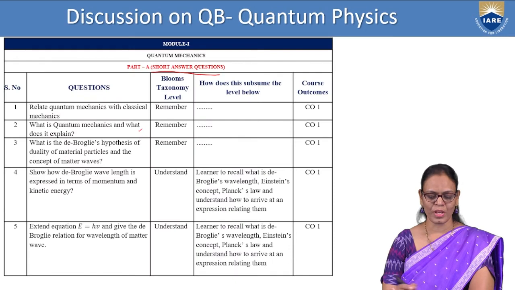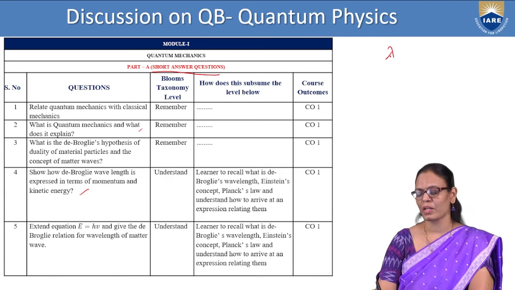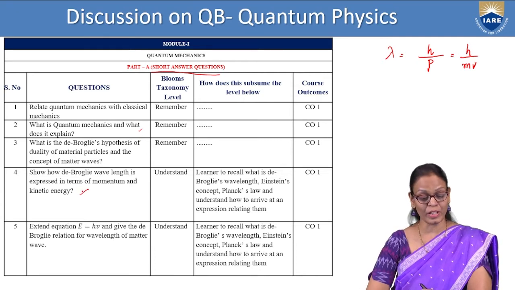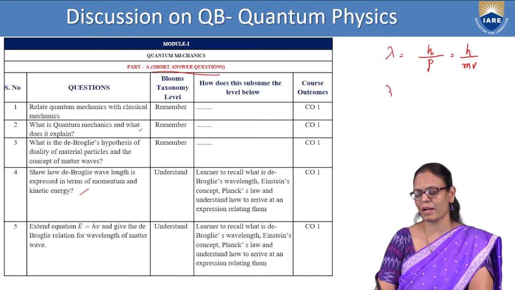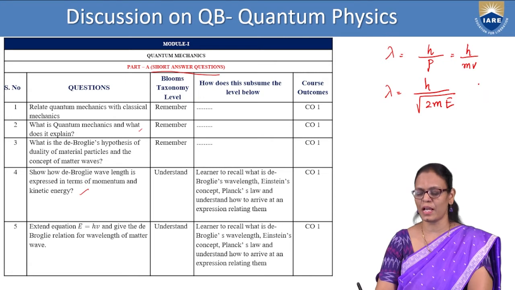Now the next question. Show how de Broglie wavelength is expressed in terms of momentum and kinetic energy. We write the de Broglie wavelength lambda in terms of momentum as h by p or h upon mv. And then we also write it in terms of kinetic energy as lambda is equal to h upon root 2mE, where E here represents the kinetic energy. If you want the proofs, you can refer to the videos and understand how we are deriving them.